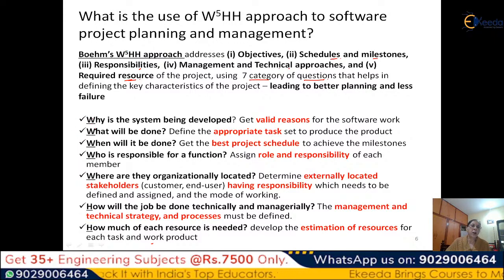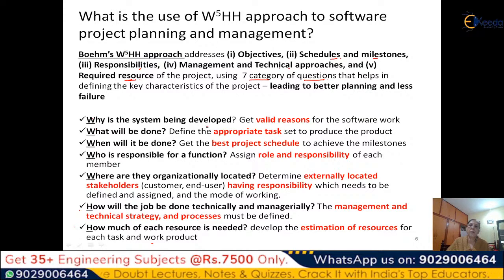As you can see, there are 1 2 3 4 5 W's. That's why it is W5, and H and H. So it is very easy to remember the way Boehm has put it. So you have to go for all the W's: why, what, when, who, and where. And then you have to go to the two H's, the hows. So whenever you are asked about W5HH, remember this: why, what, when, who, and where.